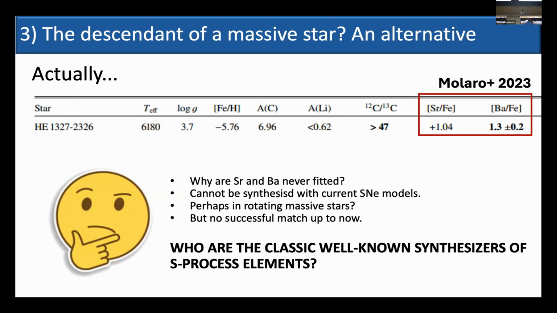It's not only strontium, but also Molaro et al. last year found that this star is highly enriched in barium as well compared to iron. So again, more than 10 times. Still, this star is called a CEMP-no. So in all the literature, you read that it's a CEMP-no, that is, it has no s-process enrichment. But you see, it's probably not very accurate to describe it like that.